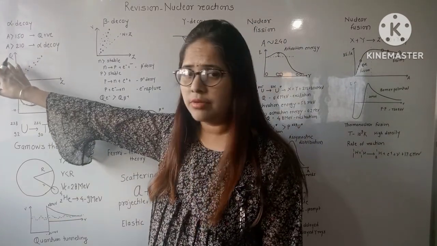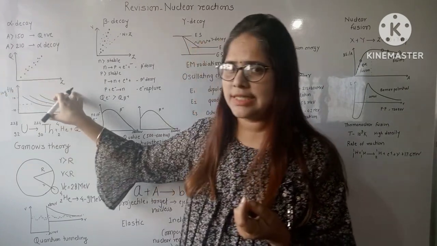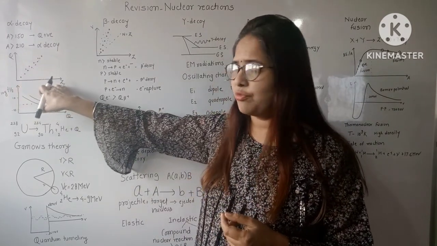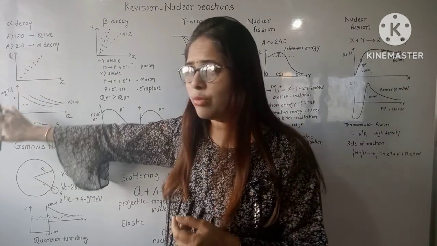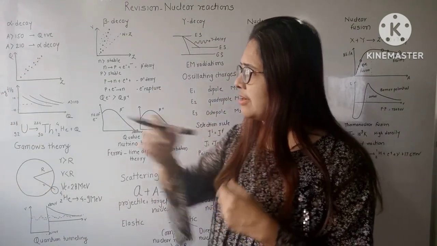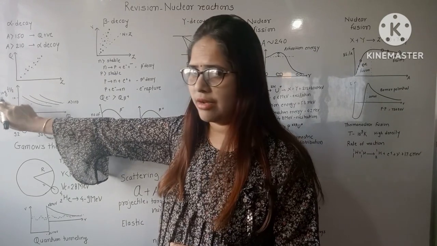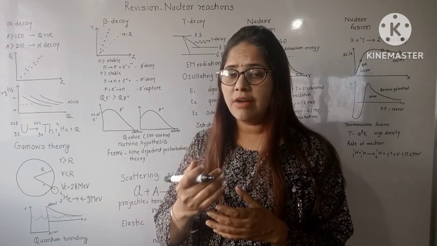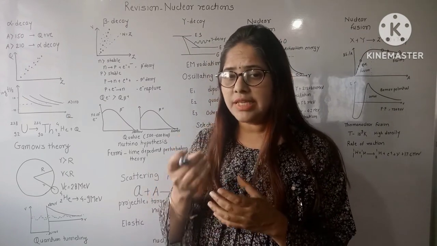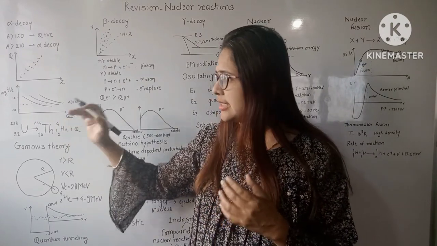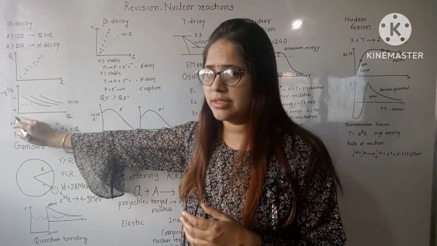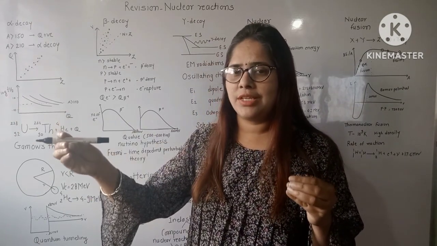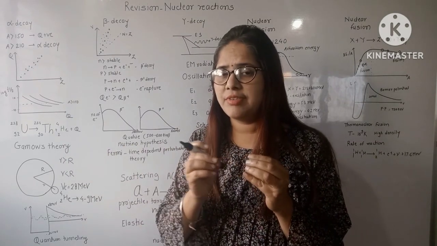Now we have drawn a graph of this Q value versus Z. We can clearly see that the Q value goes on increasing with the number of protons. Then one more important graph for the alpha decay is a graph of log of T1/2. We know that T1/2 is the half-life of a nucleus, and this half-life is very sensitive to the Q value, and its range changes from plus 10 to minus 10, from microseconds or nanoseconds to the number of years.